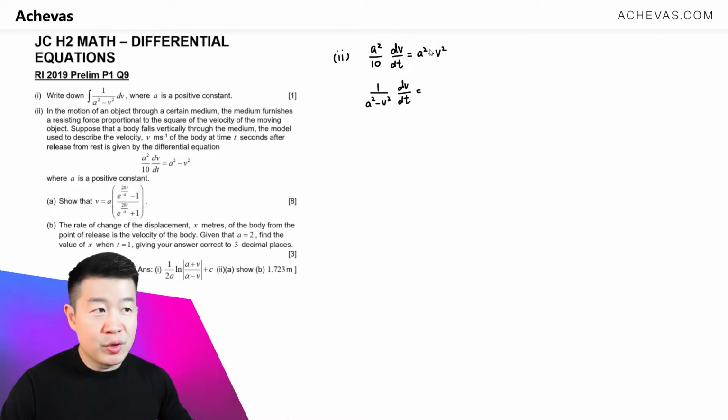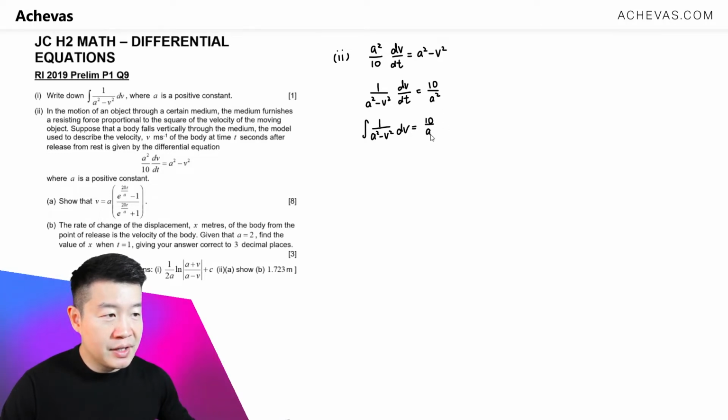For this constant, I'm going to bring it over to the other side. So 10 over a squared. And integrating both left and right hand side with respect to t. On the left hand side, we will be left with an integration of 1 over a squared minus v squared dv. And this is a constant, so I'm going to leave it outside the integration notation. We'll be integrating 1 dt.